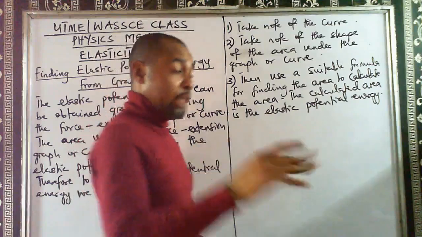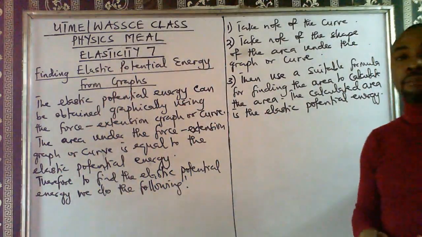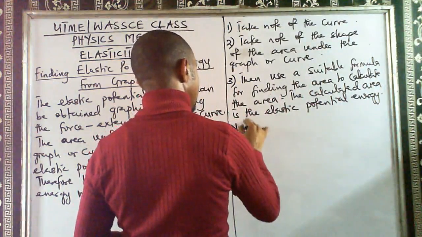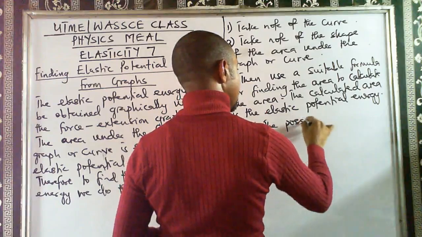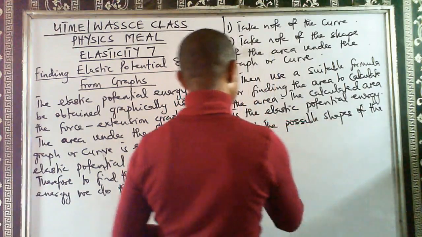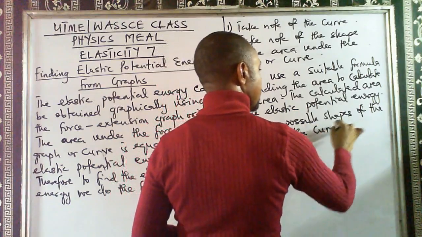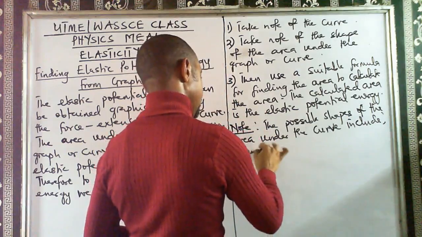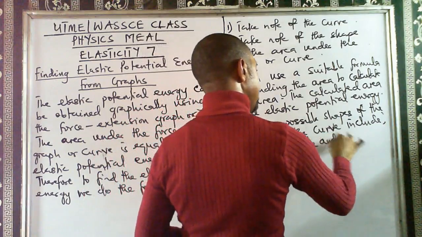Now we need to note this, very important. We have been talking about the shape of the area. There are possible shapes of the area that we can obtain. So note the possible shapes of the area under the curve include triangle, rectangle, and trapezium.